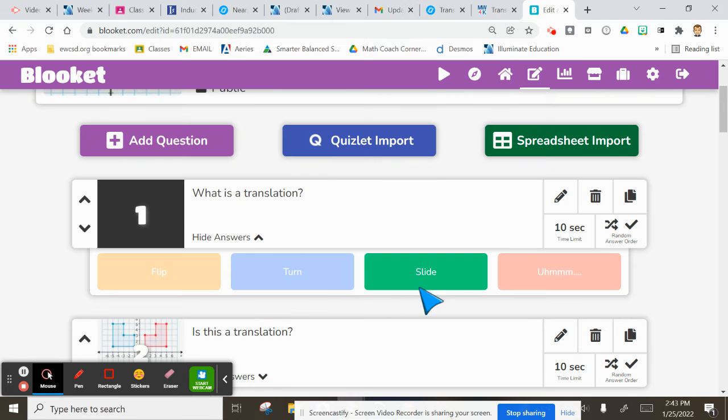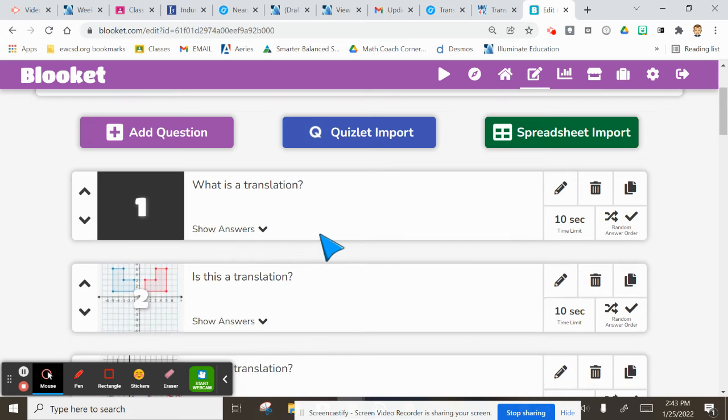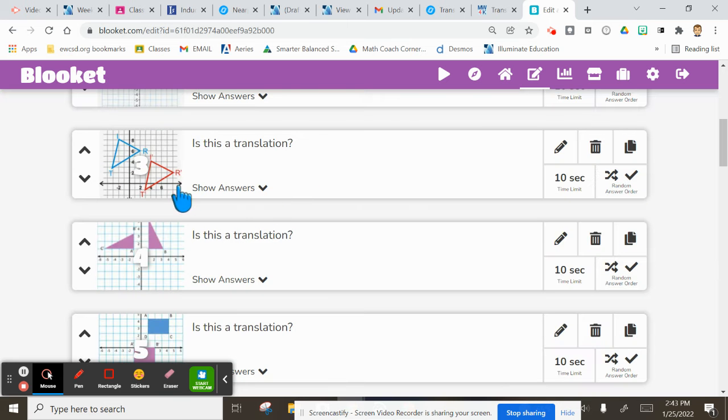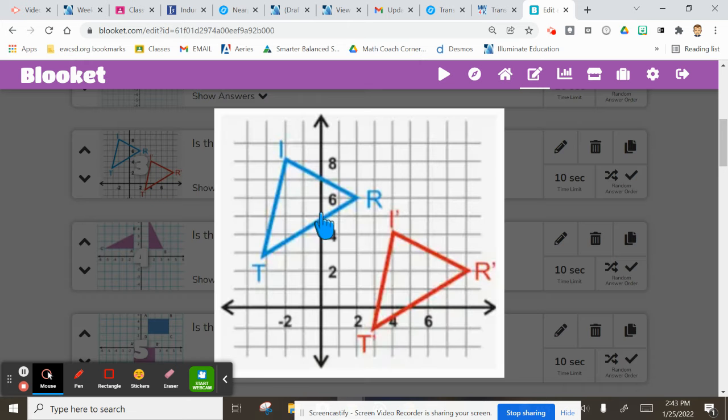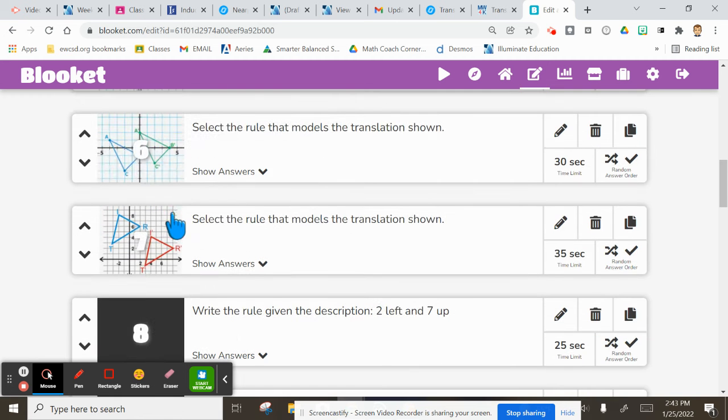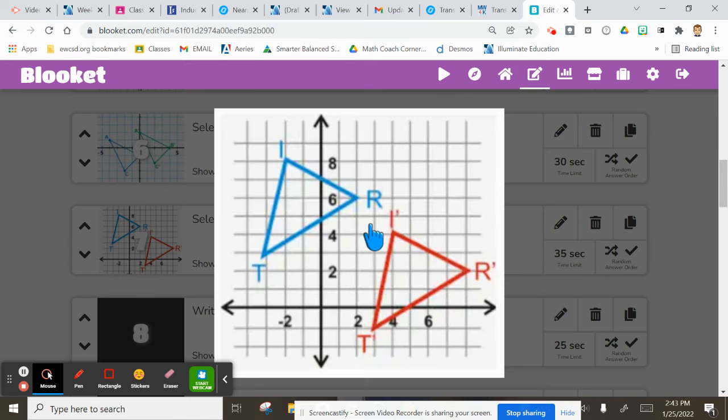Now, what is a translation? We know it's a slide. All right. We know this isn't a translation, but guess what? We're talking about what this is today. After this booklet, we're going to get into what this is called. All right. Is this a translation? We should know that from coming here to here, it is a translation. And then later on, it even asks you what the rule is for this one.